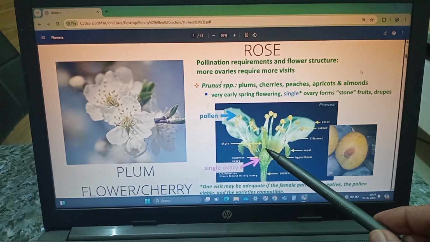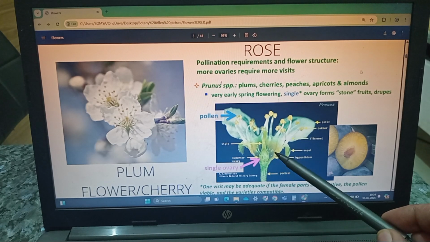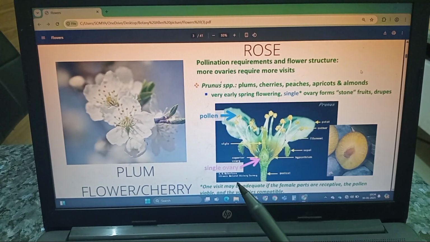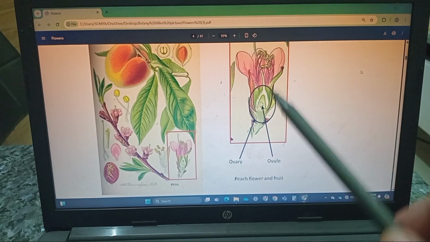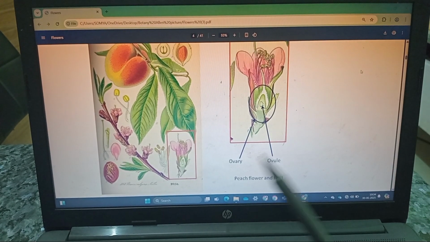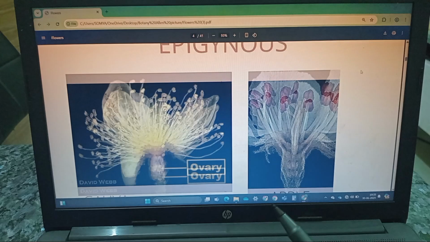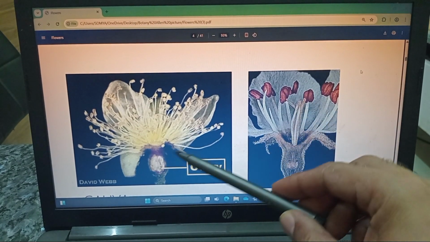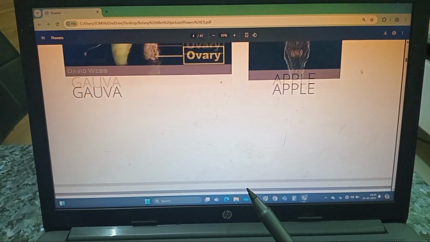Here you see in the flower of plum, that is cherry, the flower is surrounding the ovary. So the ovary is half inferior. This is plum flower, the ovary is half inferior. So in plum, rose and peach, it is perigynous condition with half inferior ovary. Epigynous, the flower is epigynous and the ovary is inferior. It is found in guava, apple.